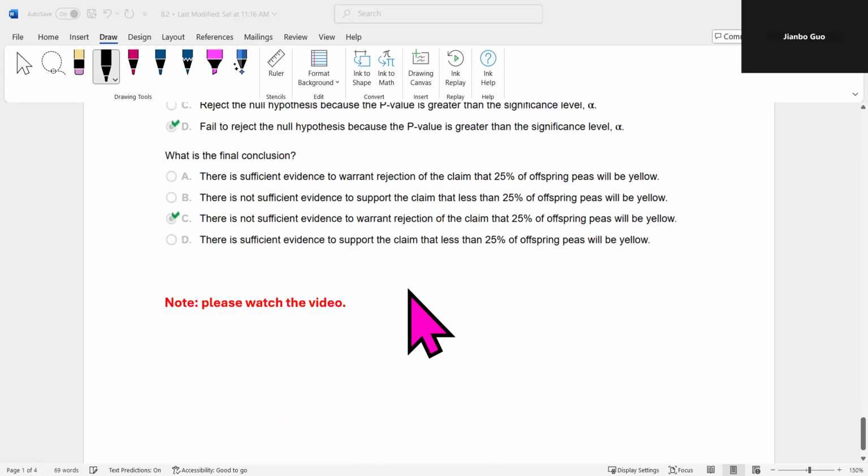Means we do not have sufficient evidence to warrant the rejection of the claim that the percentage of offspring peas that will be yellow is equal to 25%. All right. Read carefully the 4 answer choices. The difference is kind of subtle, but use the logic. Use the logic. I hope this helps.